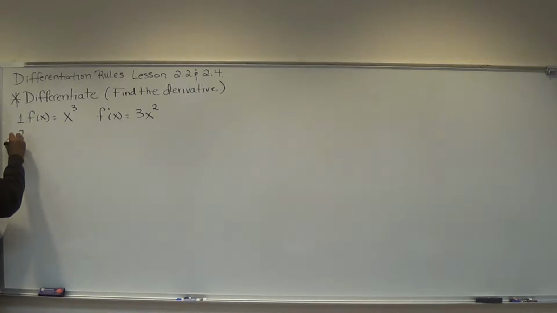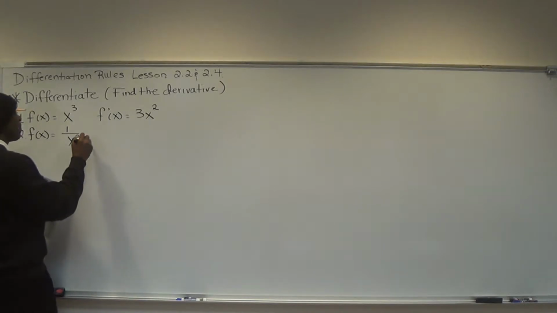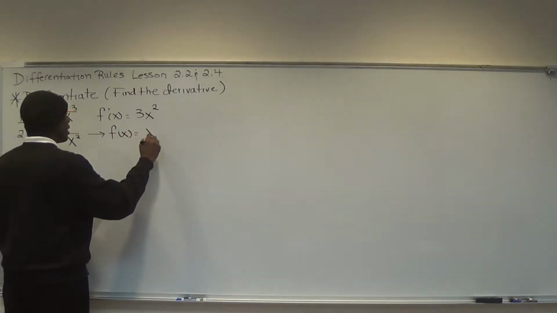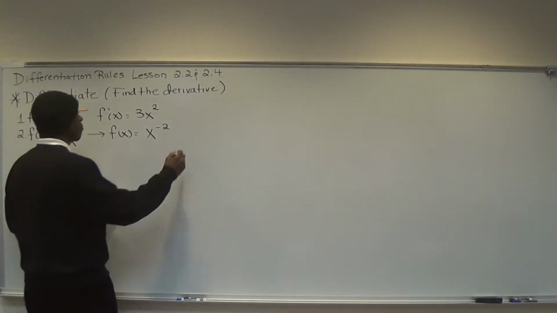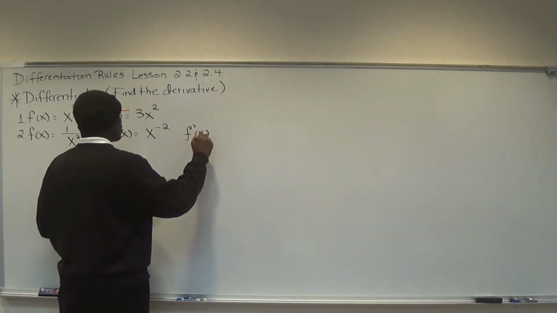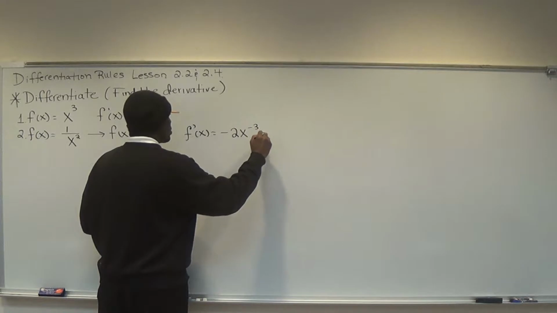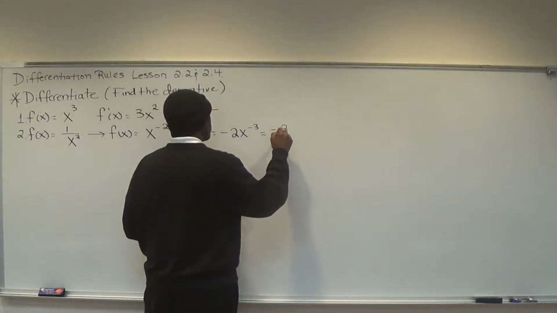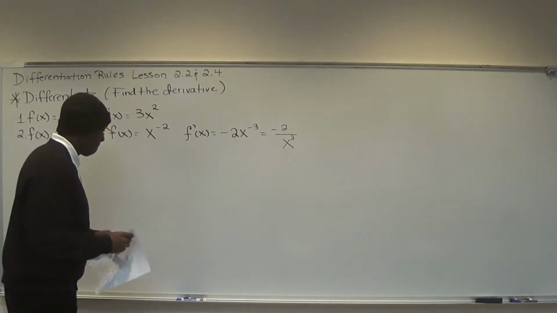All right. Number 2. If f of x equals 1 divided by x squared, first you have to rewrite the problem. Rewrite it and write it as f of x equals x to the negative 2. Now you're ready to find the derivative. And so f prime of x is going to equal negative 2 times x to the negative 3, which equals, and you have to simplify it or rewrite it again, which equals negative 2 over x to the power of 3. Okay? All right.